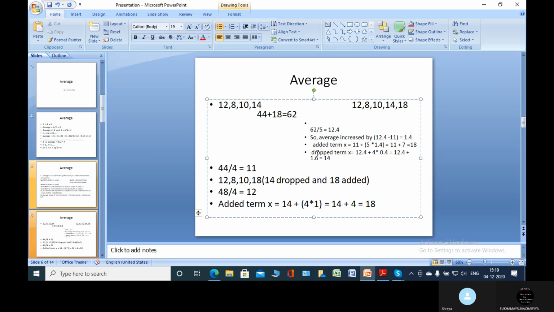Now we can consider another case, suppose we dropped 14. So what will be the drop term x? That is the current average, that is 12.4, plus 4 into 0.4. After dropping, what will be the decrease in average? That is 0.4. So the decrease in average is 0.4, and 12.4 plus 1.6 is equal to 14. That is the drop term.